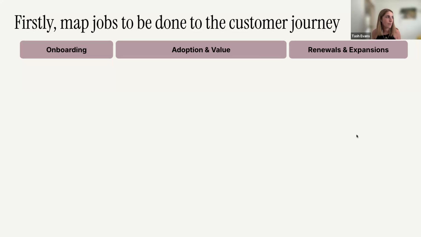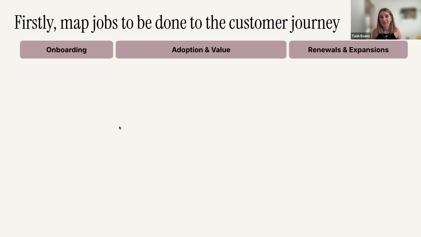So the first thing that we did is we thought about, okay, if we map out our whole customer journey and we oversimplify into three core phases, so onboarding, adoption and value, and then the point where you want to renew or expand a customer, what are all of the jobs to be done in that part of the life cycle? What do we want the customer experience to be? What do we think they need to get from us to be really successful in each of the three phases? And how does that translate then into jobs to be done or tasks to be done by a CS team?